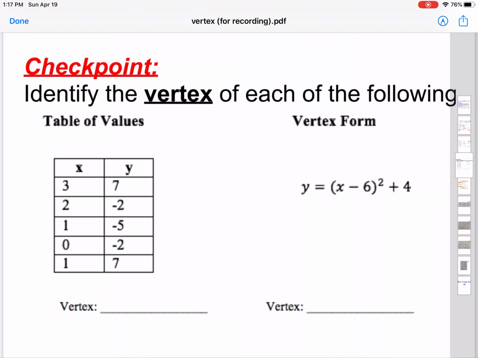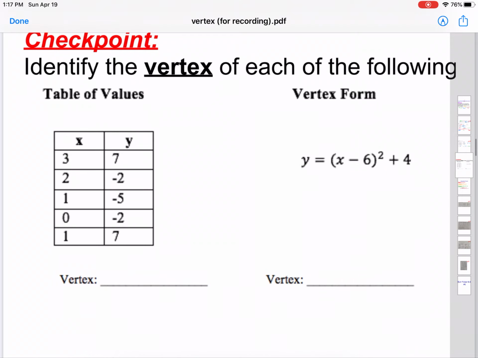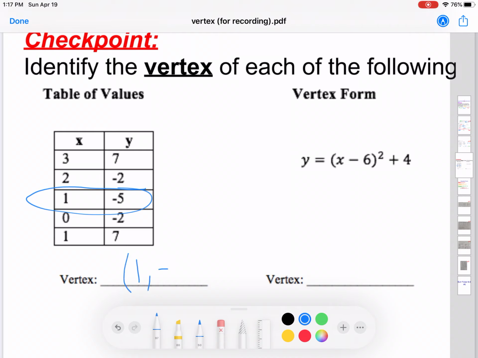Okay, at this point, you should be listening if you have already tried these problems and you're ready to check your answers. For the table of values here, the vertex that you should have identified was this point right here, 1, -5, because I notice on either side I see a -2 and a 7. So the table of values is symmetrical around the point 1, -5. Looking at our equation here, I know that this is my h and this is my k in vertex form. We always take the opposite of h, so our x value would be 6 and our y value would be 4. So your two vertices should be 1, -5 and 6, 4.